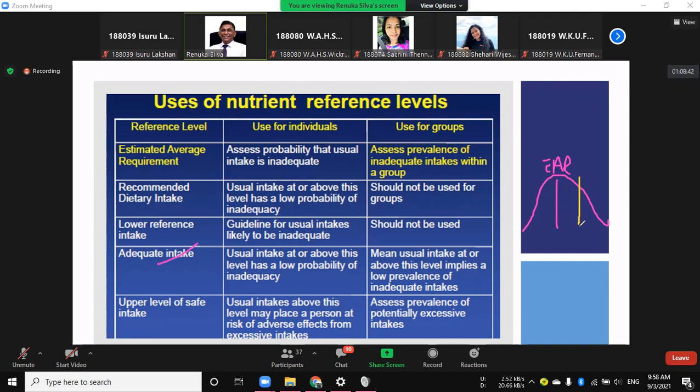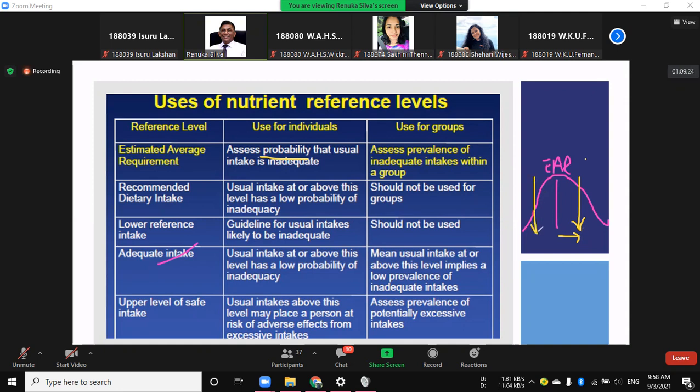And if this is here, this is your one. And if you exceed EAR, I can say that you seem to be okay because you are eating more than EAR. So you are above the population mean. Therefore, the probability of not having a nutritional deficiency is higher. You have a high chance of not getting nutritional deficiencies.